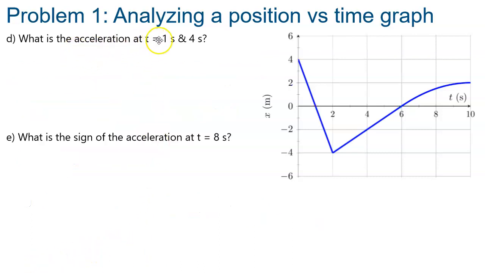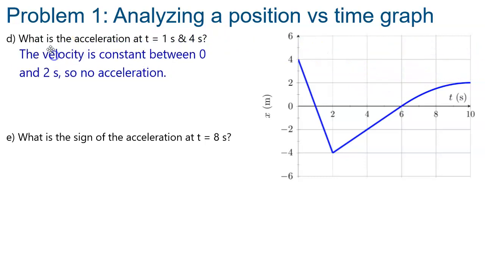D. What is the acceleration at 1 and 4 seconds? Well, between 0 and 2 seconds, the position is changing uniformly. So it's a straight line that we see here, which means constant velocity. And if the velocity is constant, then this means that there is no acceleration. At 4 seconds, the exact same analysis can be done, so the same will be true there. Between 2 and 6 seconds, there is no acceleration either.